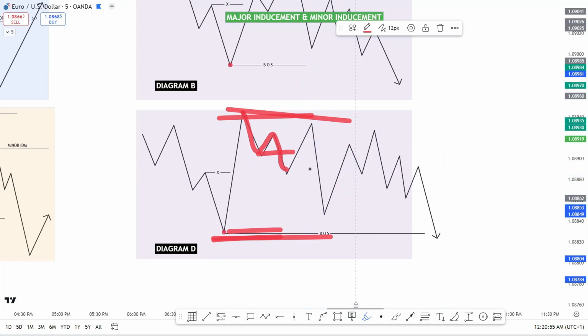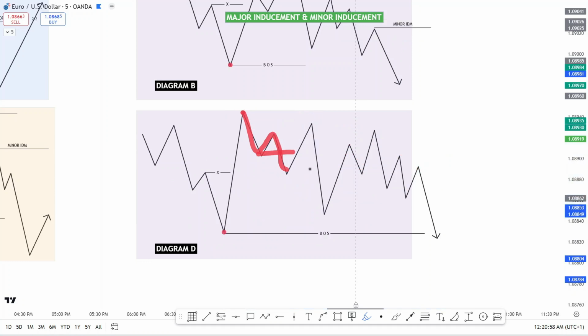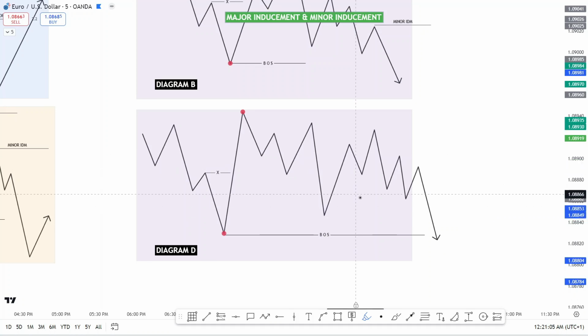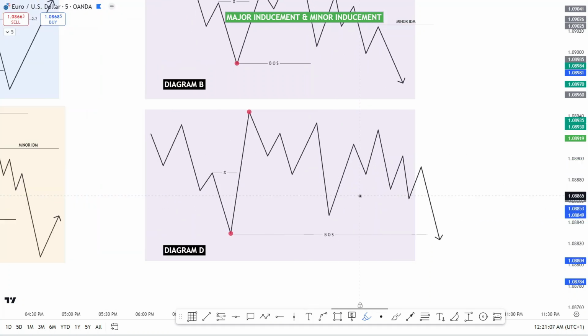They will just confuse you, if you don't understand structure and if you don't understand inducement. So after you are done now, you'll be able to know where you are in the market, because it's very important that you know where you are in the market. So for example, immediately this is formed, we know that this would be our potential next target.